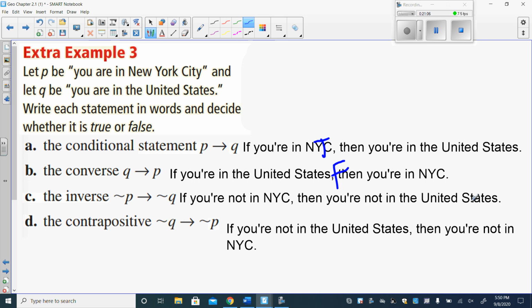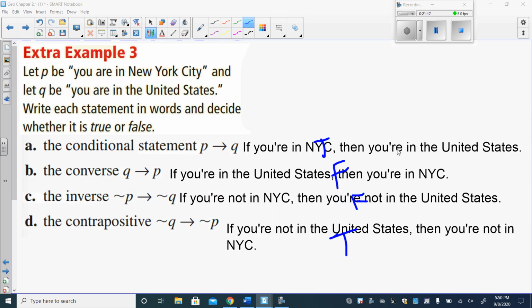If you're not in New York City, then you're not in the United States. Well, that's along the same lines as the one before. Just because I'm in Colcord, it means I'm not in New York City, but I'm still in the U.S. So that's false, because Colcord is in the United States, but we're not in New York City. If you're not in the United States, then you're not in New York City. Well, yes, because if I'm not in the U.S., I can't be in New York, because New York is in the United States. If I'm not in the U.S., I have to be somewhere else, and I can't be in New York.